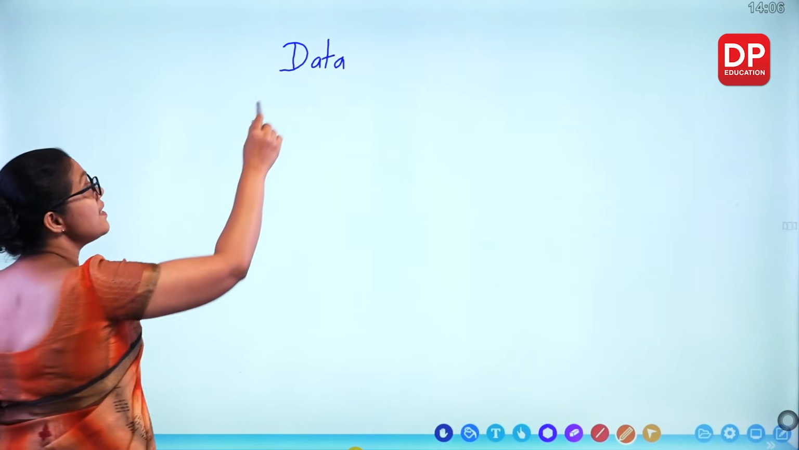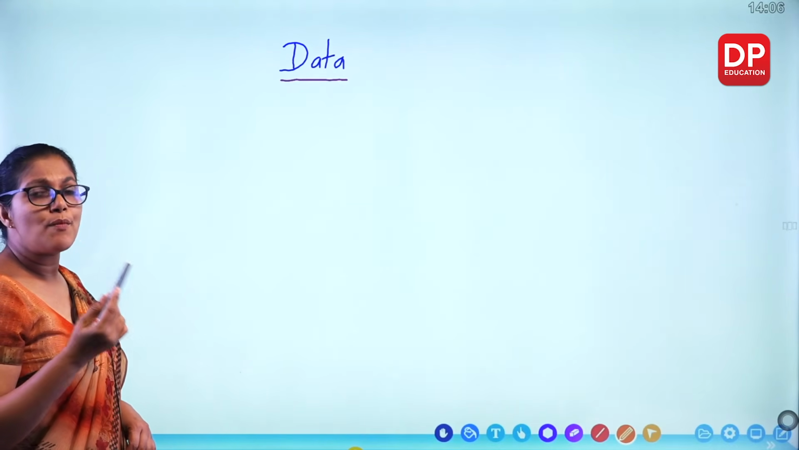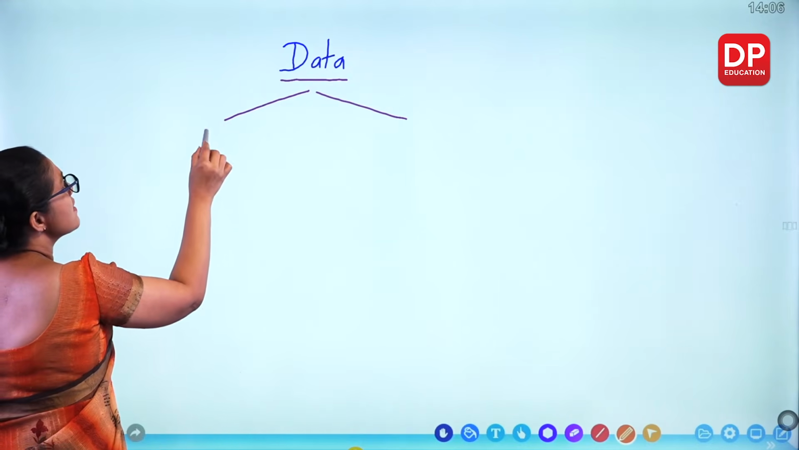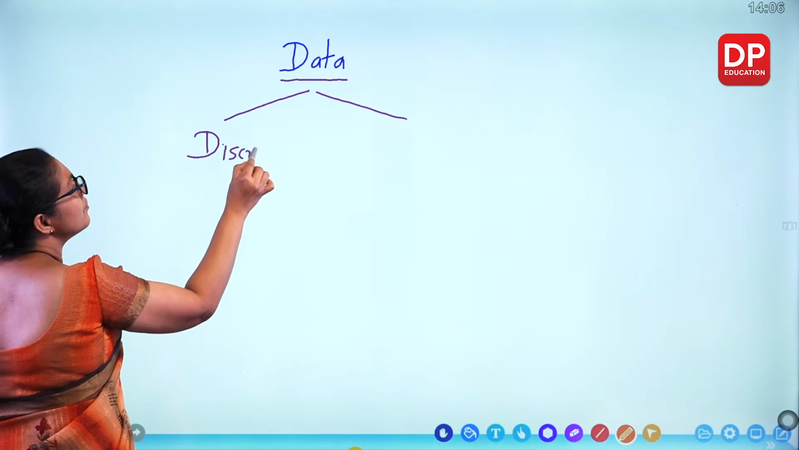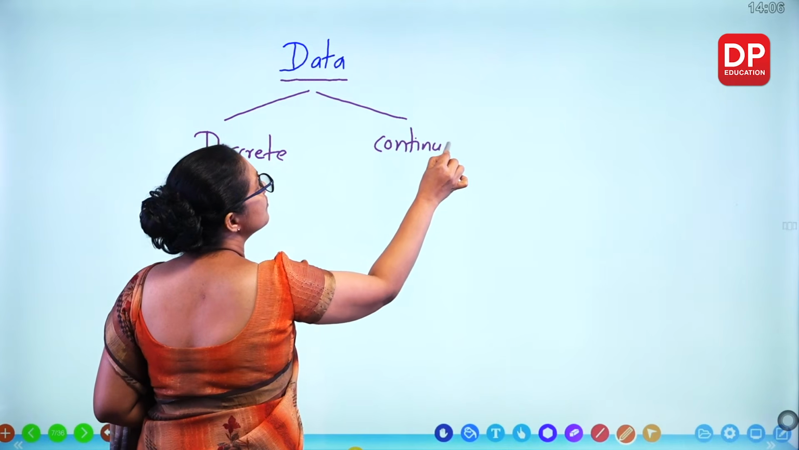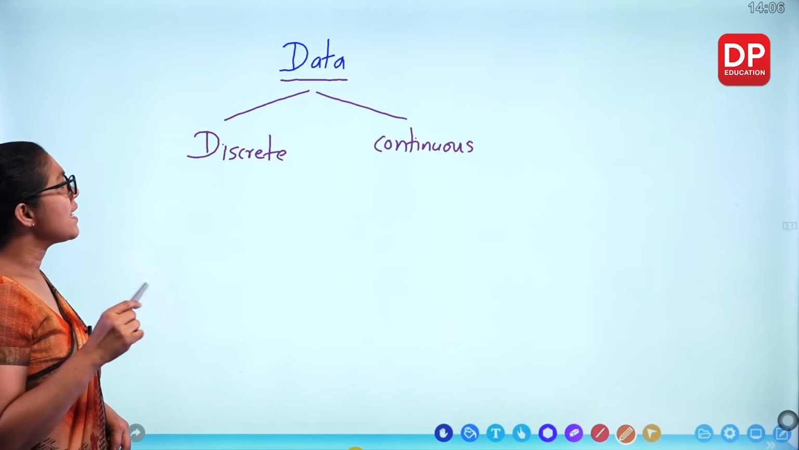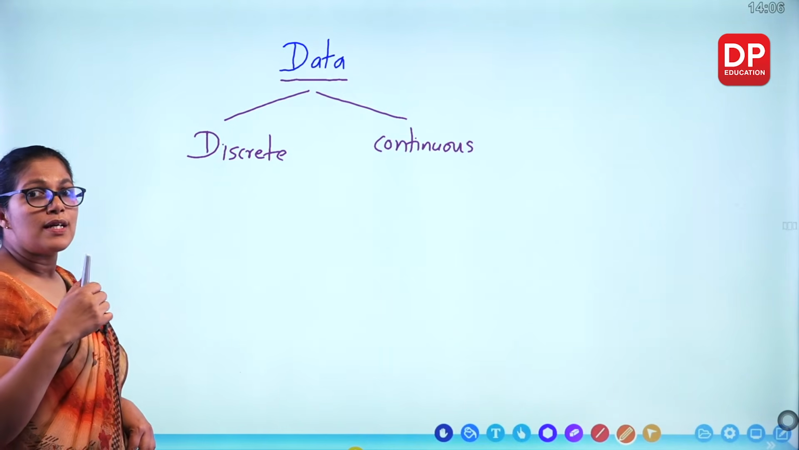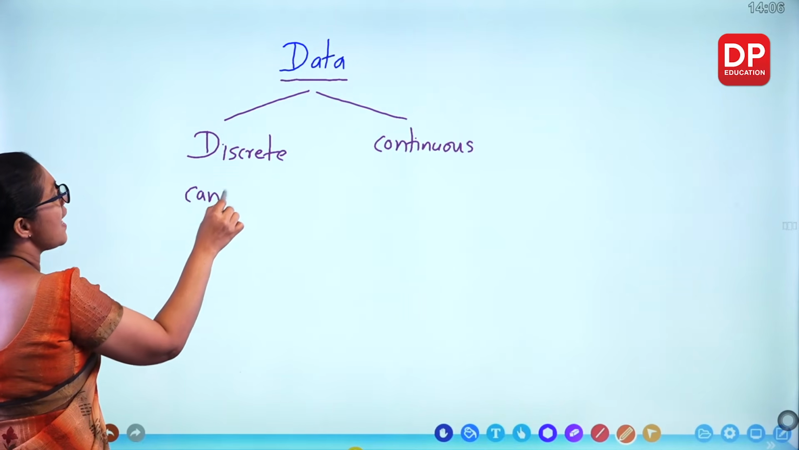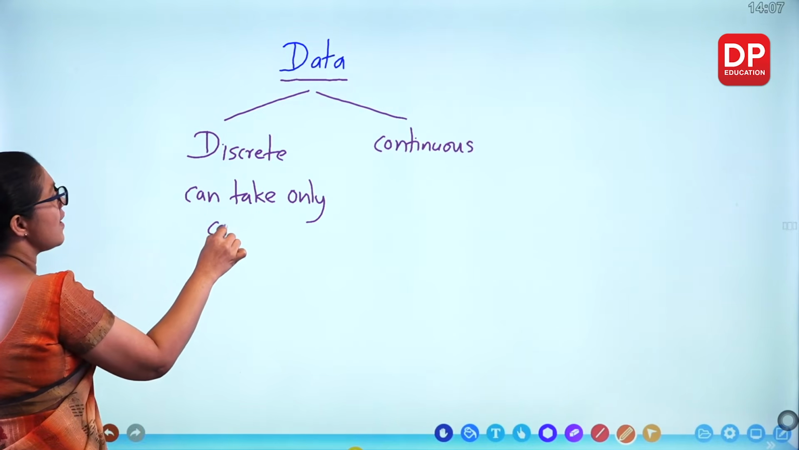Now, we discussed this one before. When you take any type of data, we can divide it into two parts: discrete data or continuous data. What is discrete data? Discrete data can take only certain values.